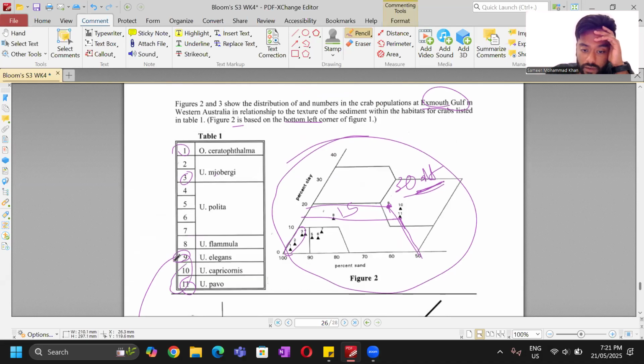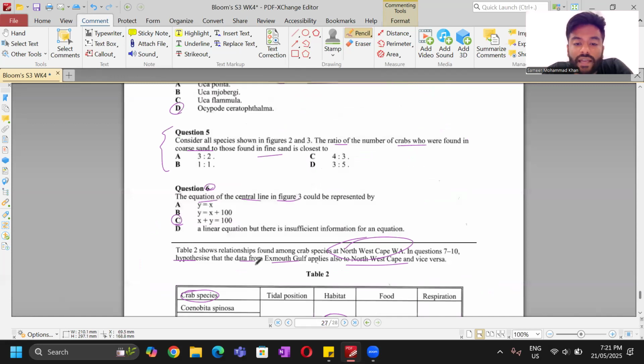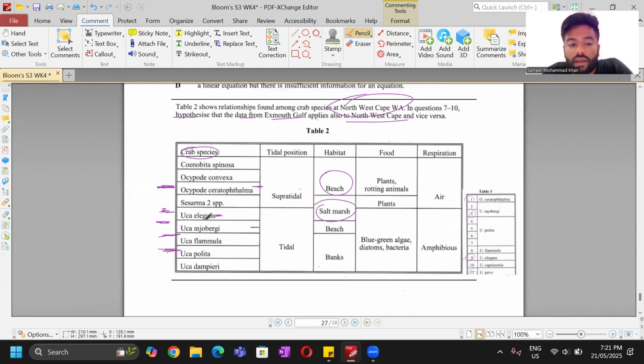So you've got like 10 and 11. 10 and 11 also sit here. But notice how 10 and 11 both exist in the same soil sediment mixture as number 9. And number 9, elegans, that does in fact exist in this Northwestern Cape, okay? Elegans eat blue-green algae, diatoms, and bacteria.